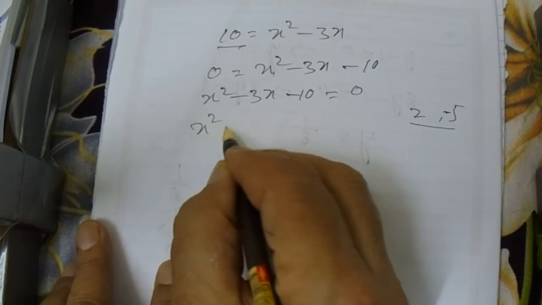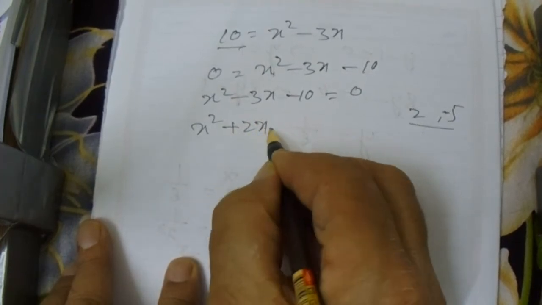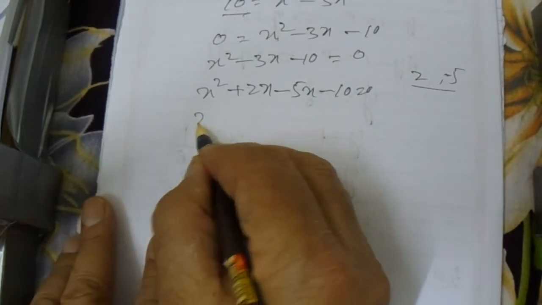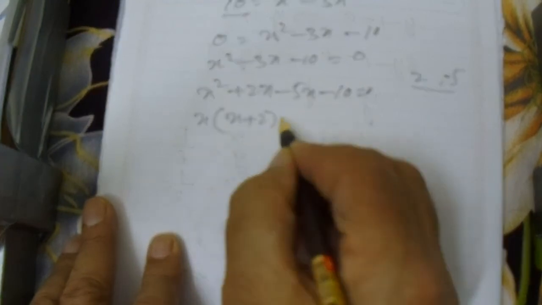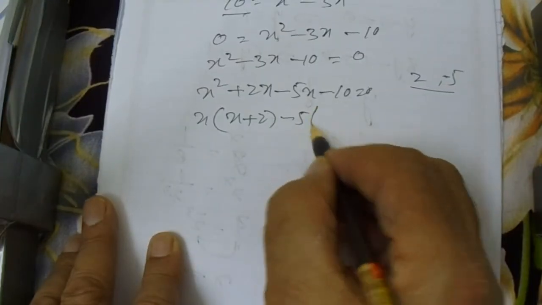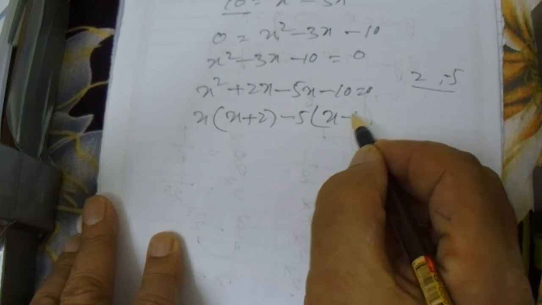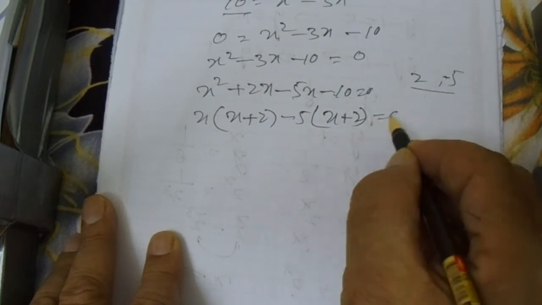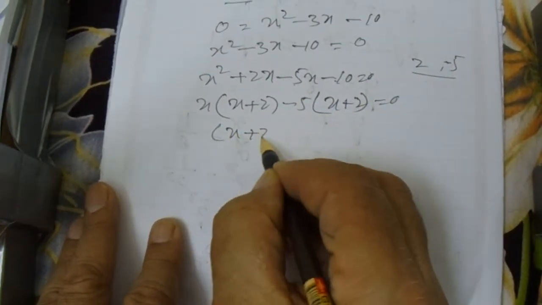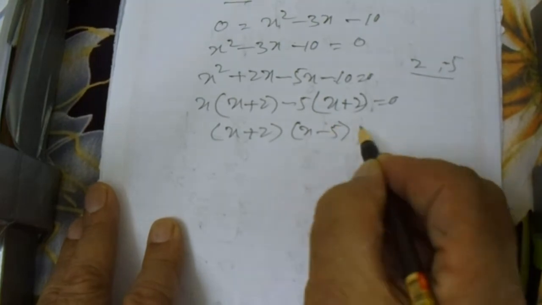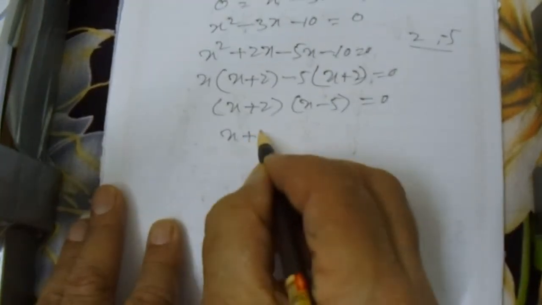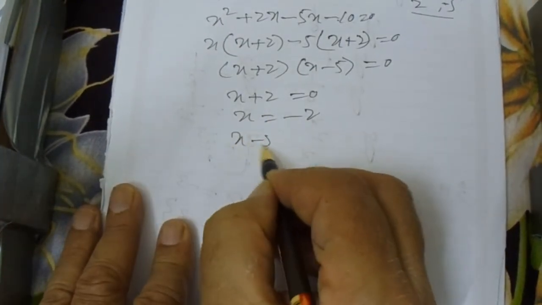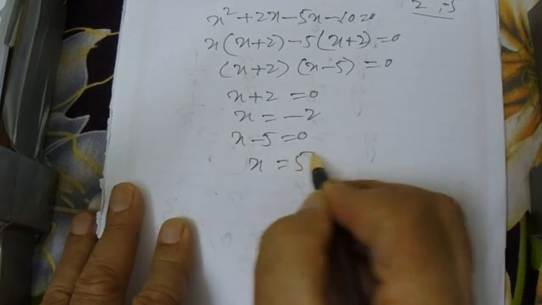We write x square plus 2x minus 5x minus 10 is equal to 0. Now we take x common from this, x plus 2, and minus 5 taken common from this, x plus 2. When we take minus, the negative sign will change. It means x plus 2 and x minus 5 are the factors of this. X plus 2 is equal to 0 and x is equal to minus 2, and the second, x minus 5 is equal to 0 and x is equal to 5.